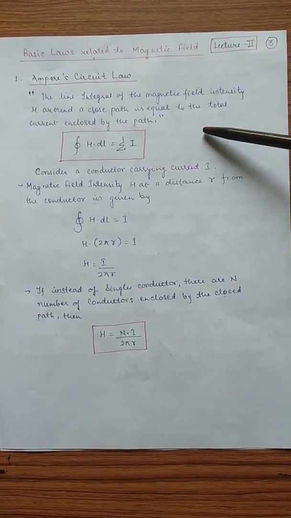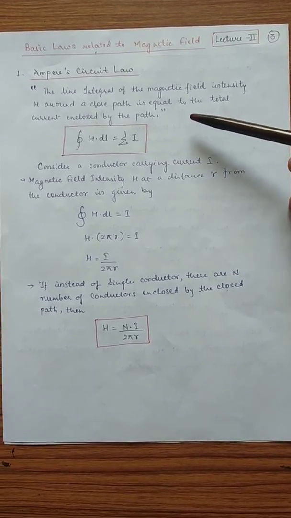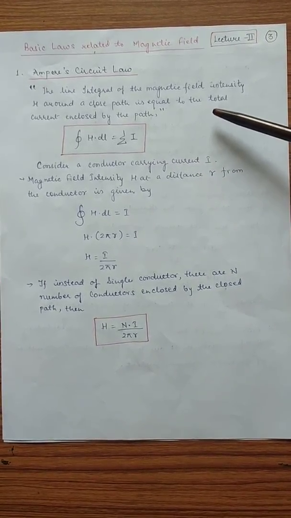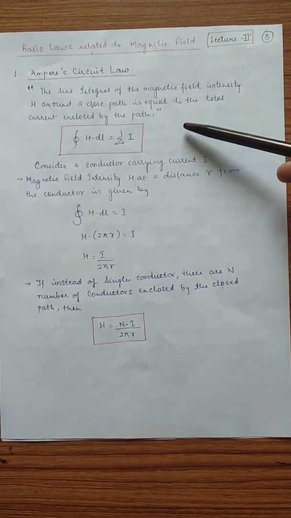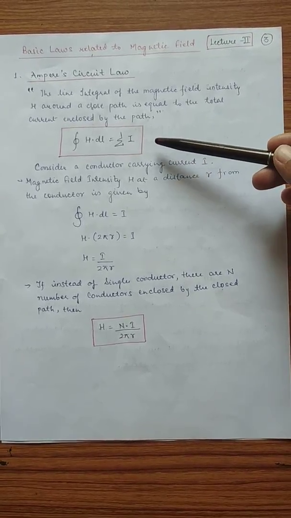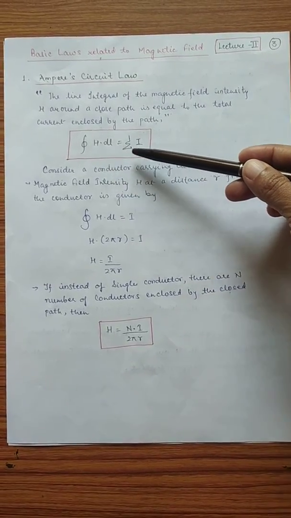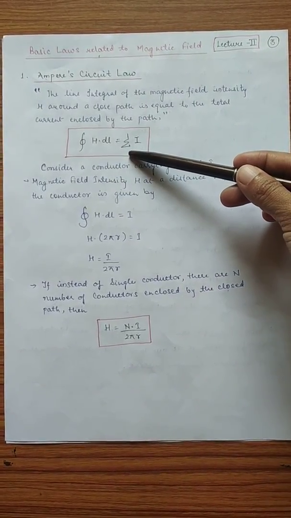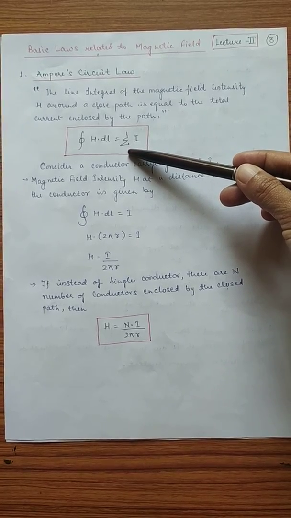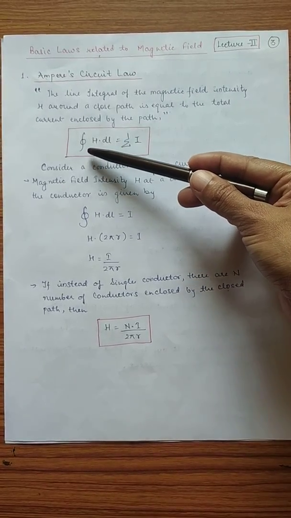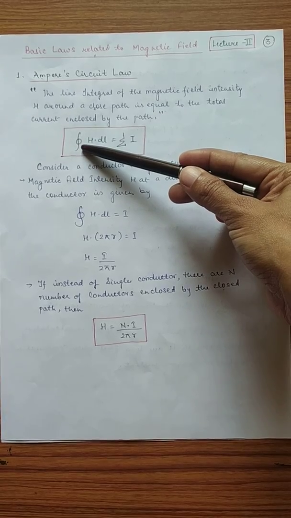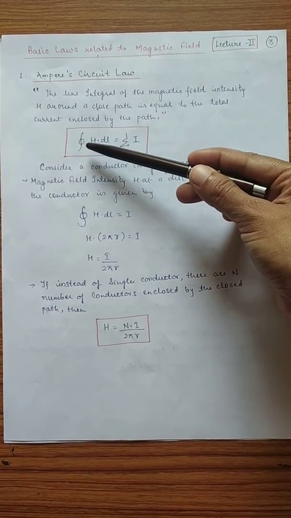Ampere's circuital law is the first law, which states that the line integral of a magnetic field intensity around a closed path is equal to the total current enclosed by that path. Here is the formula: closed integral H dot dl is equal to summation of I. The summation sign shows that it is the total current. The closed integral is shown by an integral sign along with a circle.